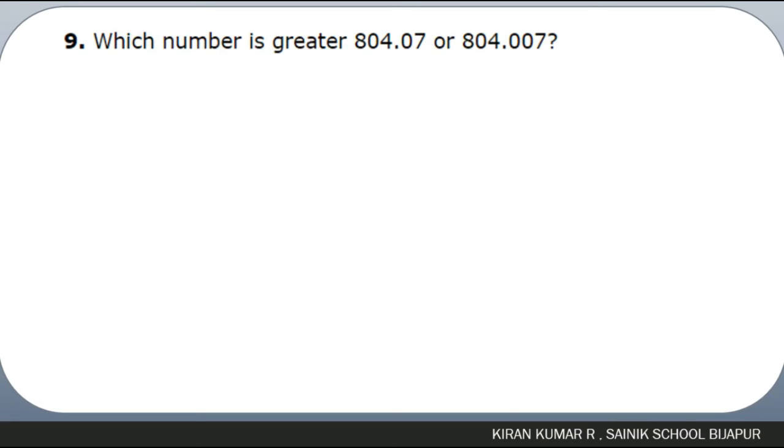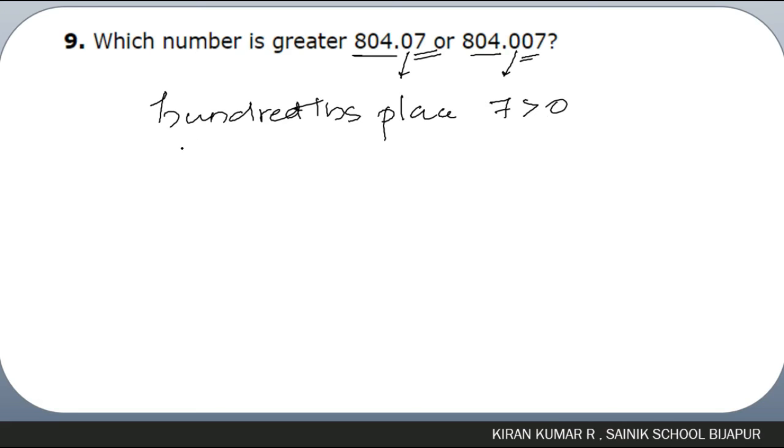Now you can tell the answer in a direct way. Here the integral parts are equal. Ones place they are equal. Tenths place 7 is larger than 0. Sorry, this is tenths place, this is hundredths place. Alright. So in hundredths place we have 7 larger than 0. Therefore 804.07 is larger than 804.007.